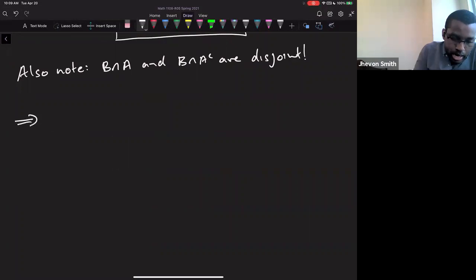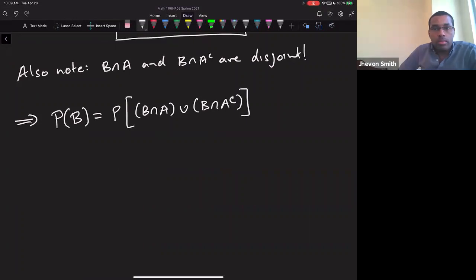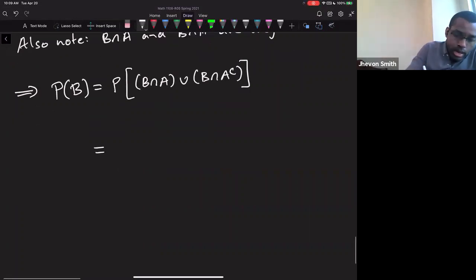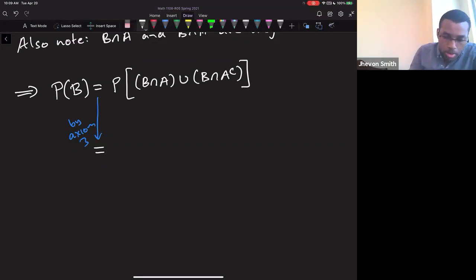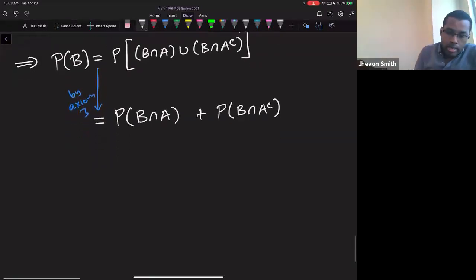basically what this means is that if I want to find the probability of some set B, it is going to be the same as the probability of that set intersected with some other set, union that set intersected with the complement of that other set. And this follows by axiom 3, which says that when you have the probability of a union of disjoint sets, the probability is going to be the sum of probabilities. So we have that, right?